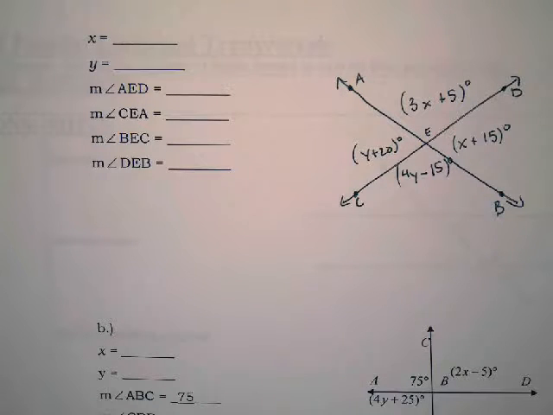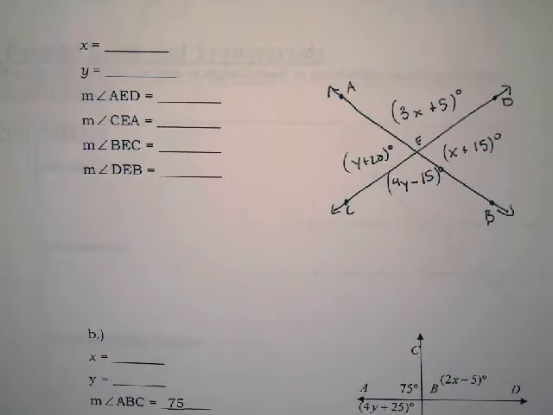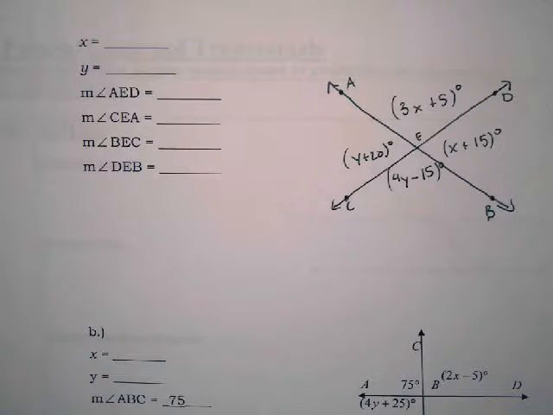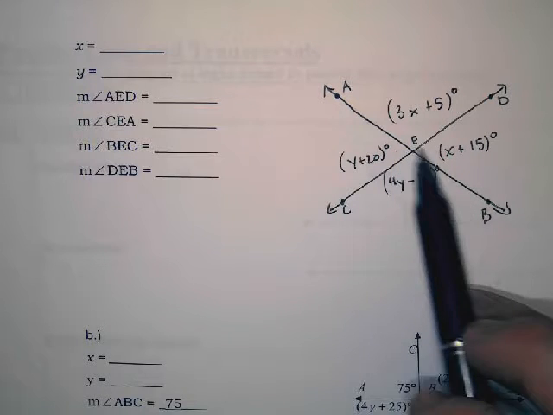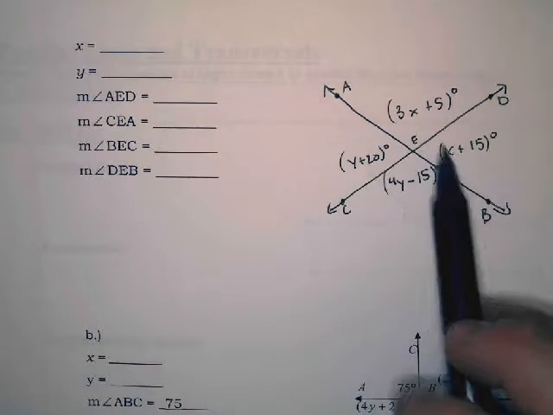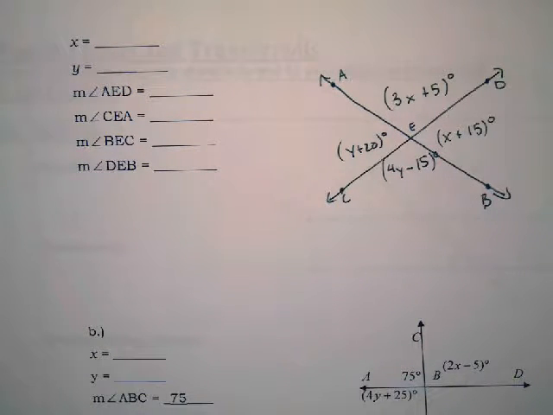So let's go ahead and skip to number 3, where we will solve for x and y and then find the angle measures. What's the best way to solve for these? Well, there's a couple different routes. We could use vertical angles, set these equal, or we could use supplementary angles. The sum of the angles is 180.